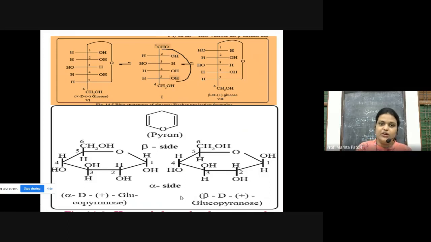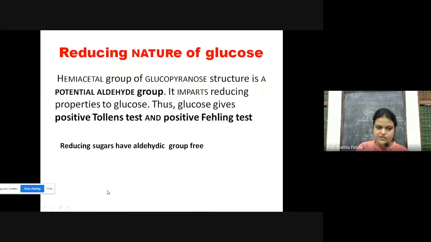Unless and until you draw both Fisher's and Haworth's projection formula and actually draw it in your notebook, it's very difficult for you to understand. But if you follow this trick, I hope it would be easier for you. So just recall, what I need to do is, all the groups which are present on the right hand side will go down the ring, that is on the alpha side. Hope you have understood it.